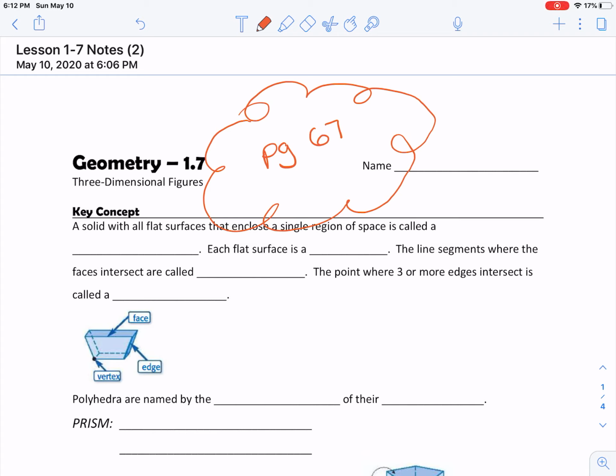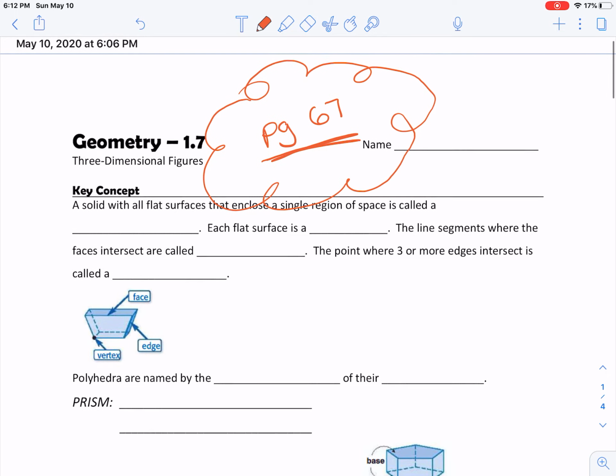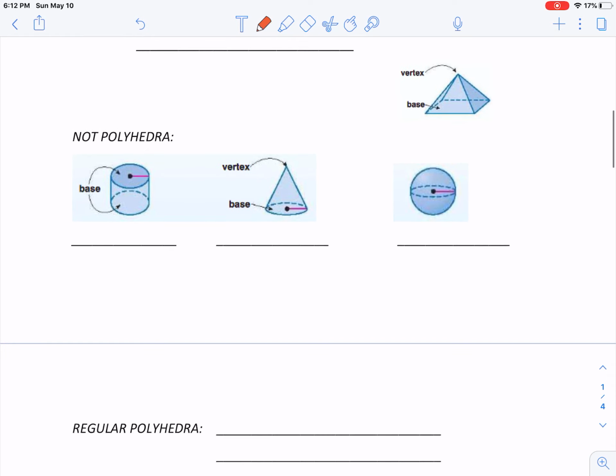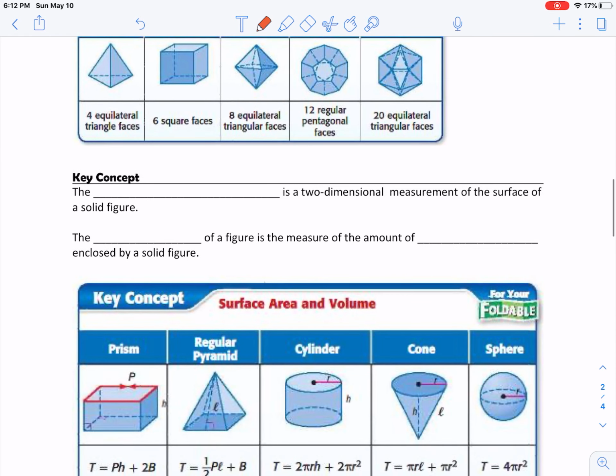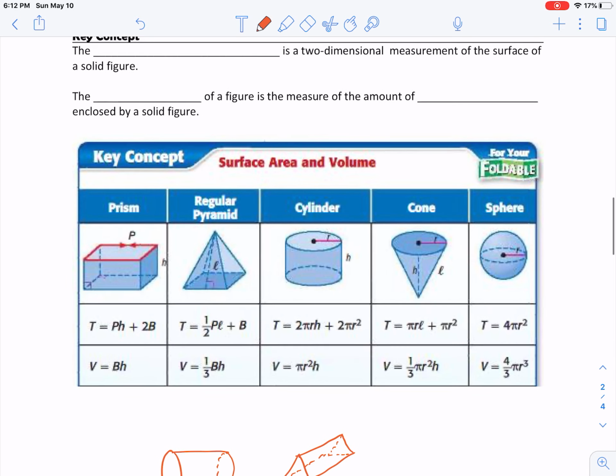Hey everyone, we are on our last chapter for the year, and we're going to start off with one section in chapter 1, 1.7, which is on page 67, and then we're going to move into chapter 12. So you're going to go ahead and fill out this whole first page and second page using your book, okay? And then I'll have the key posted as well that you can check your work.